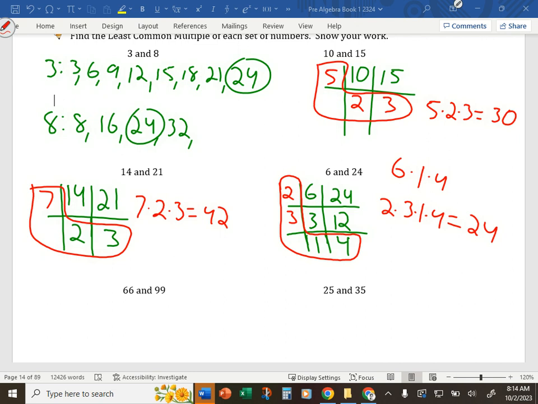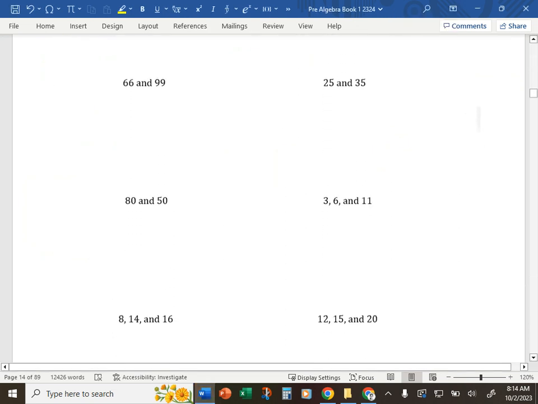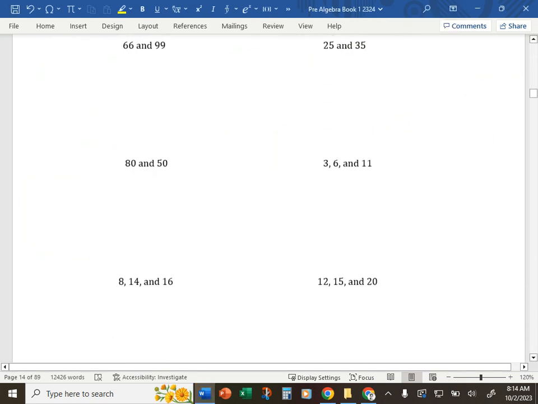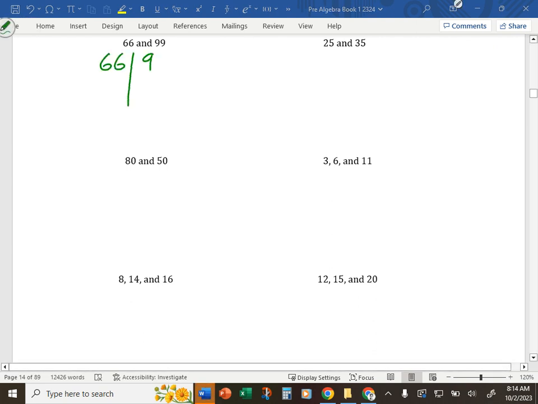Good. Okay. Next row, 66 and 99. Let's take a look at these two using the table method. What can we take out of 66 and 99? 11.